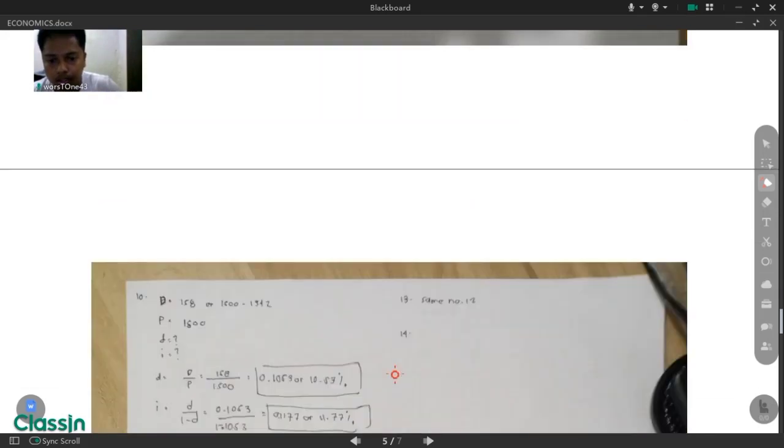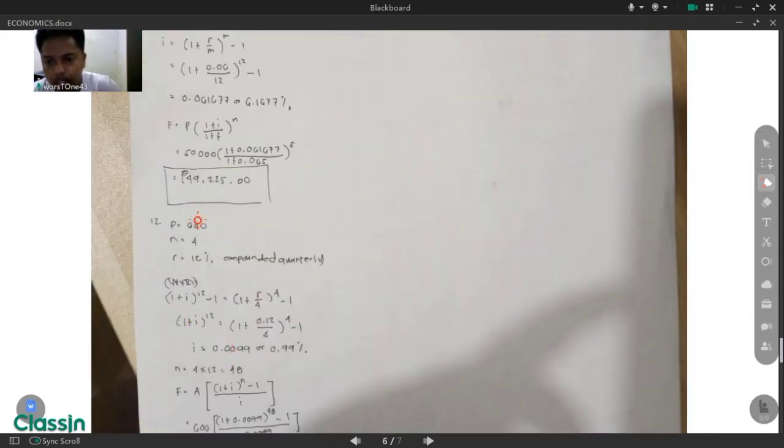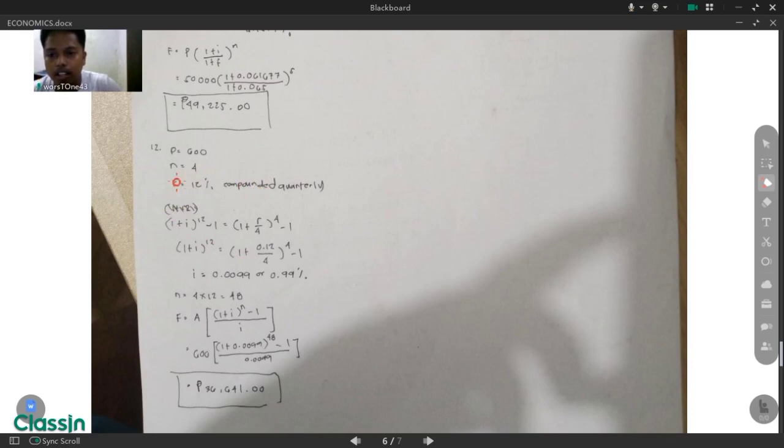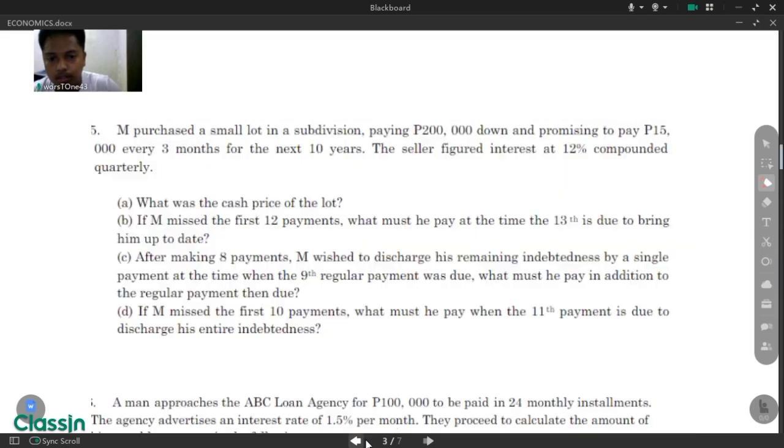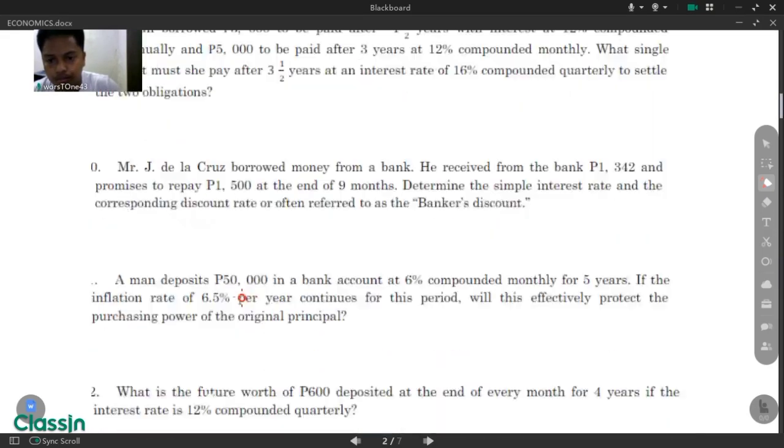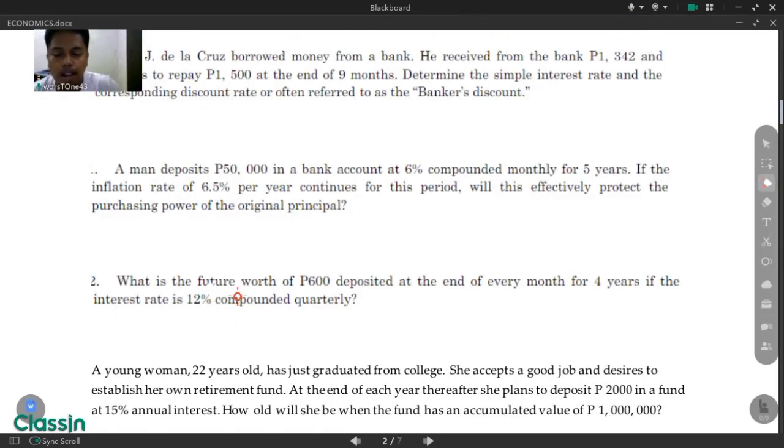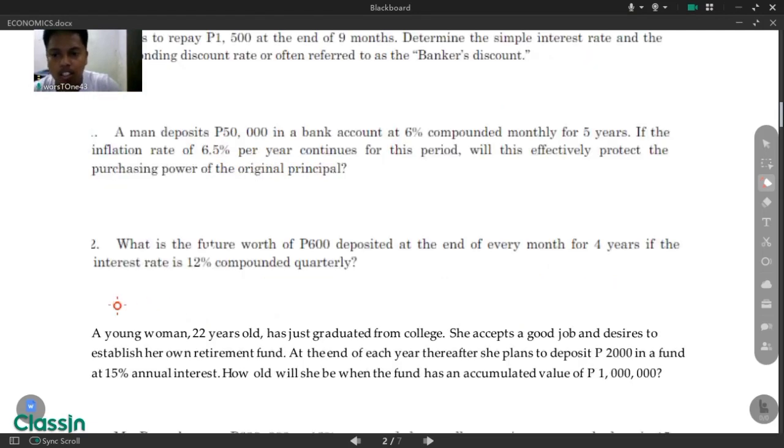Okay, so we have 600 as P, n equals 4 and r equals 12%. I mean rather, sir, not for annuity, I misunderstood once again since we answered this last study. But then, what is the future worth of 600 deposited every month for 4 years if the interest rate is compounded quarterly? So this is item number 12.